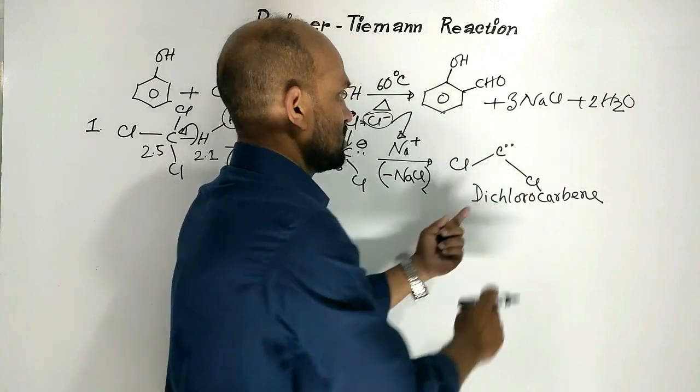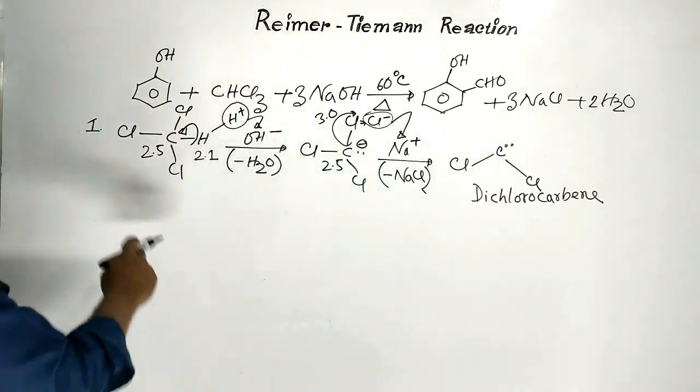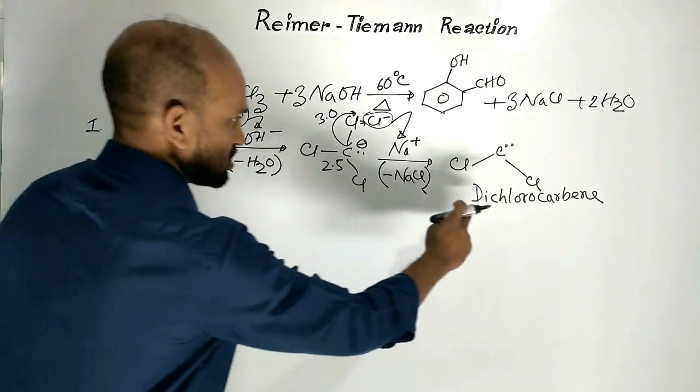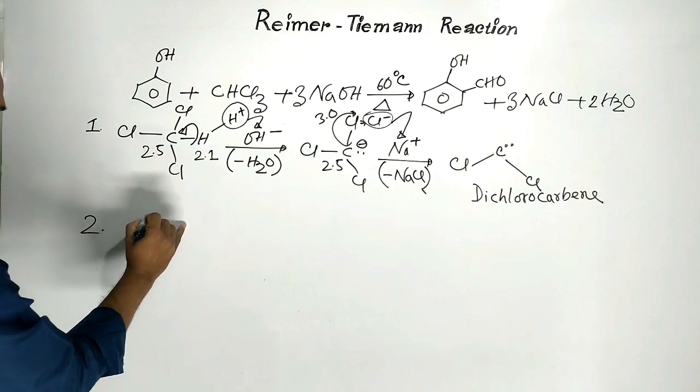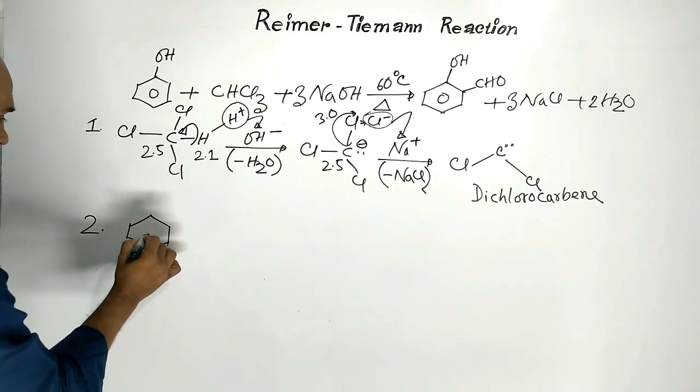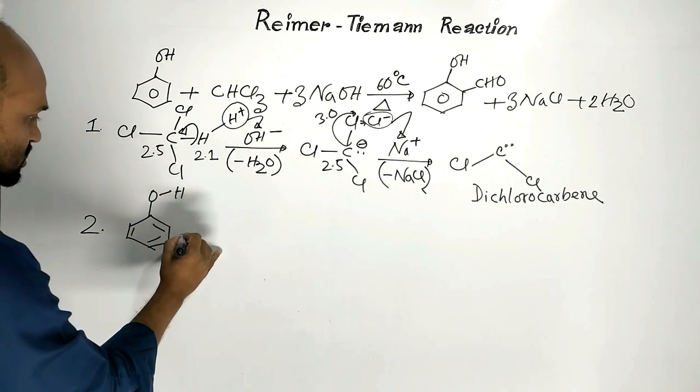Dichlorocarbene with one pair of electrons. So step 1 produces dichlorocarbene. Step 2, phenol. This is phenol.